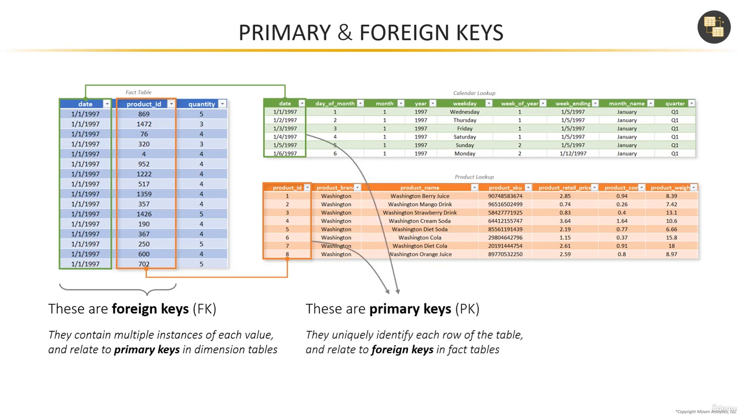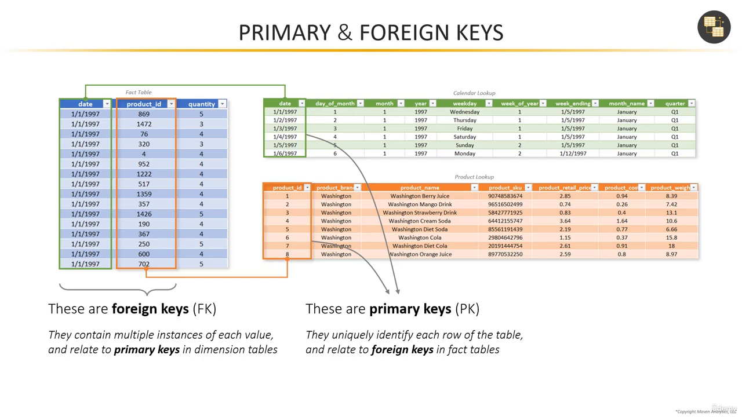In our dimension tables, those date and product ID columns are known as primary keys, or PKs. Primary keys uniquely identify each row or record in the table. In other words, there are no duplicates, and they relate to foreign keys in our fact tables. And that's what forms the basis of our table relationships.